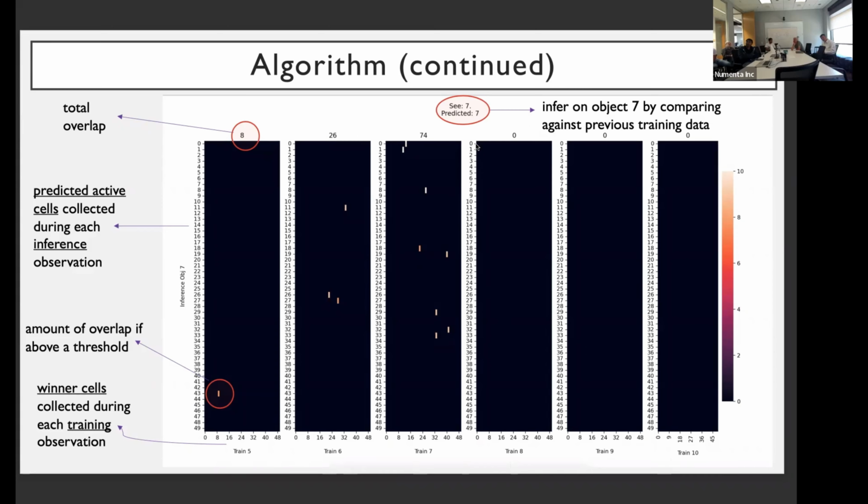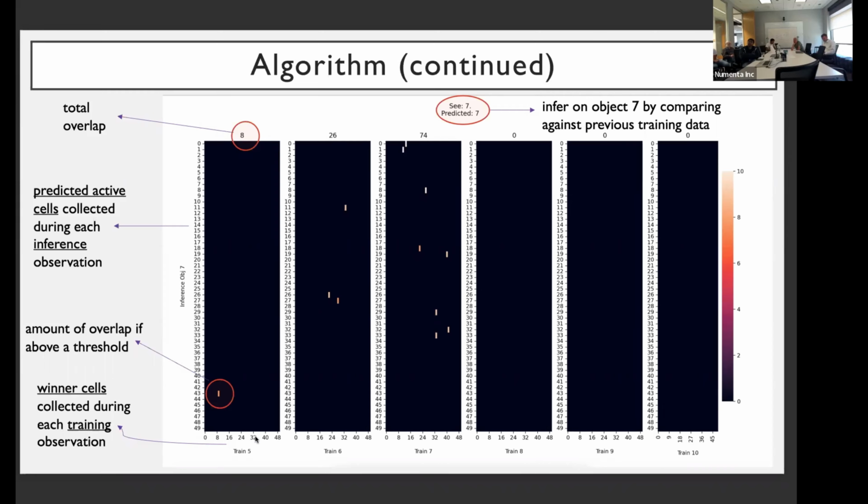And is it too small? No, starting with 5 is interesting. Yeah, I just randomly picked somewhere in 5. But the goal here is that I'm inferring on object 7. So I'm seeing object 7, I have no idea what it is, and the only way I can predict what object it could be is by comparing it against previous training data.